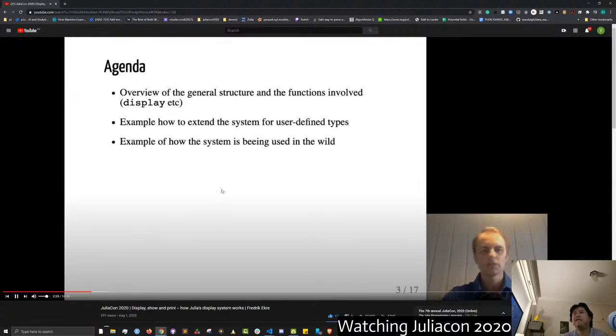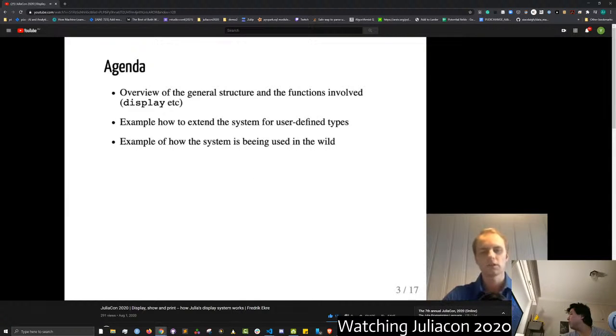So the agenda for this talk, I will start by giving a rough overview of the general structure and the functions that are involved in producing output. And then I will mainly look at some examples. So first, how to extend the system for a user-defined type, and then show an example of how the complete system is being used in the wild.